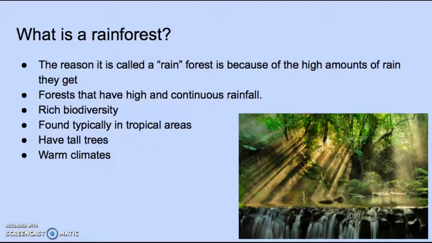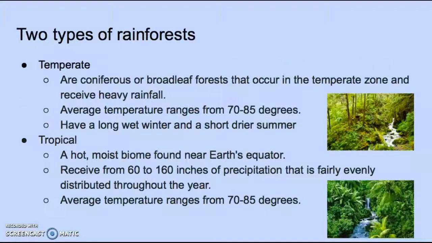There are many trees that make up a rainforest, but one thing they all have in common is that they are very tall. There are two types of rainforest. The first one we are going to talk about is a temperate rainforest. These rainforests are coniferous, needle-shaped leaves, or broadleaf forests that occur in temperate zones and receive heavy rainfall. The average temperature ranges from 70 to 85 degrees every single day. A temperate rainforest has long, wet winters and typically a short, drier summer.